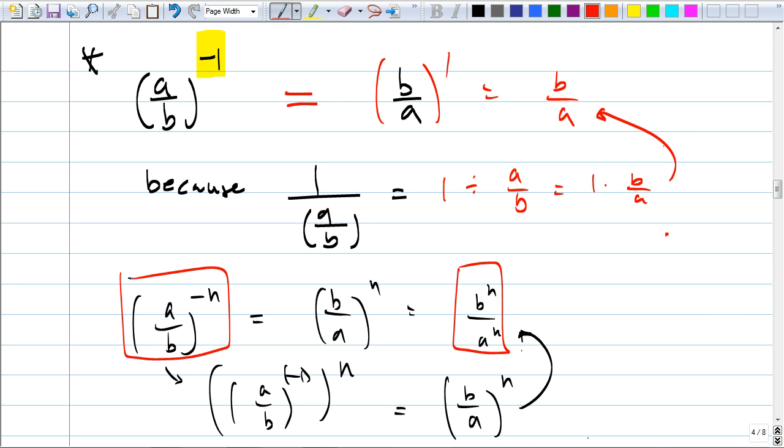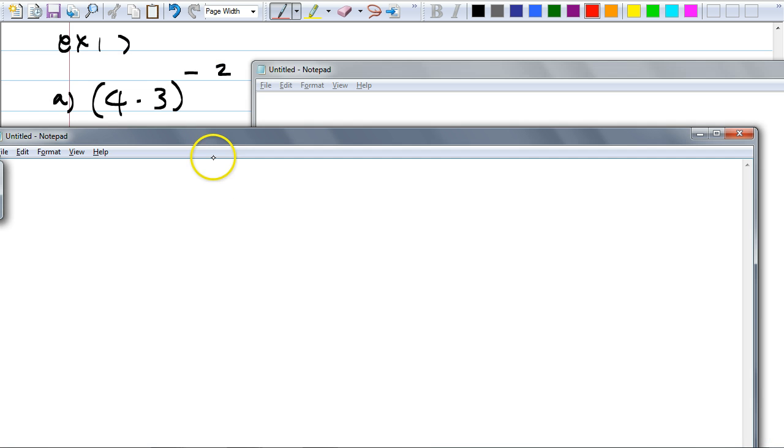Now we're finally ready to do some examples. Because now that we've reviewed all these, we're ready. Take a look at example 1. I've got 4 times 3 in parentheses to the negative second power. Do we still have to follow the order of operations? Yes. So what do we need to do first? How about Eugene? You multiply what's inside the parentheses first.